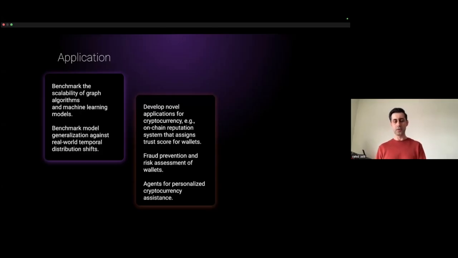Or you could also develop personalized agents that could do cryptocurrency assistance for you. But one of the interesting application areas is that this is trained on on-chain data, and on-chain, as we discussed, is pseudonymous. So basically, you do not know the real identity behind any of the scripts. But it is sometimes very important to know whether you can trust a script or not, whether you can receive or transfer bitcoins to them or not.